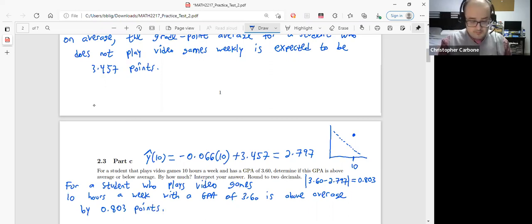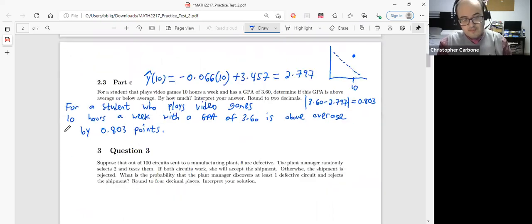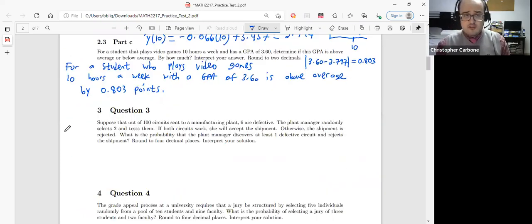The third question. Suppose that of 100 circuits sent to a manufacturing plant, 6 of them are defective. The plant manager randomly selects 2 and tests them. If both circuits work, she will accept the shipment. Otherwise, the shipment is rejected. And we want the probability the plant manager discovers at least 1 defective circuit and rejects the shipment. Rounded to 4 decimal points.